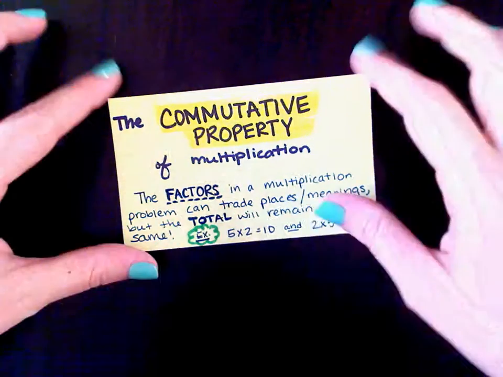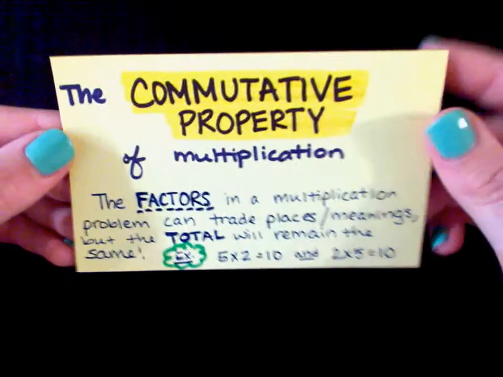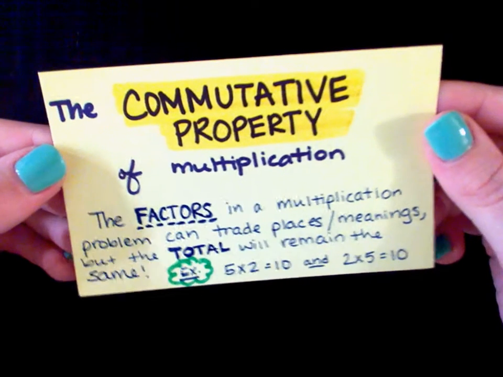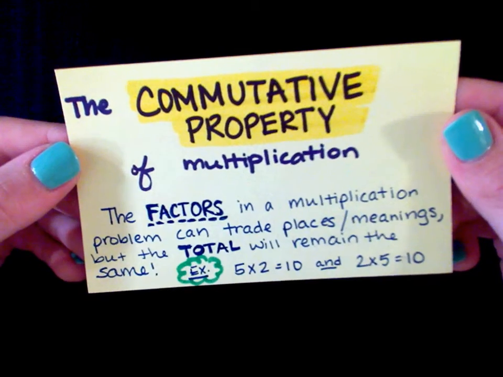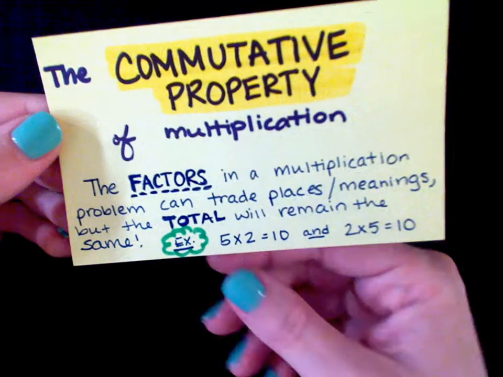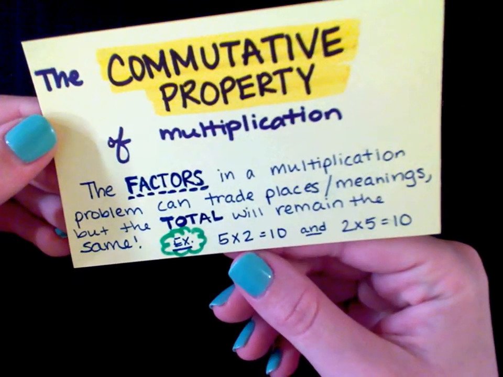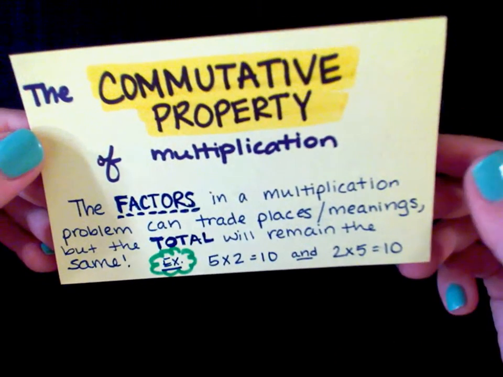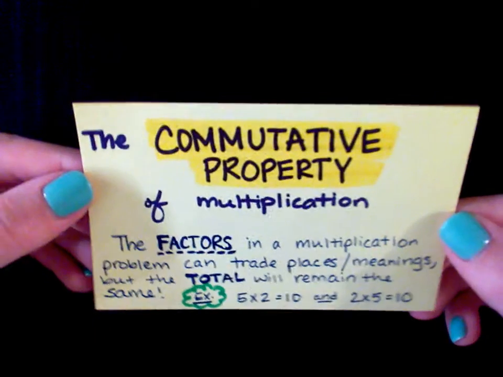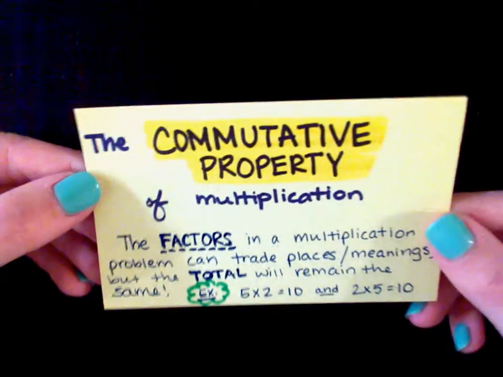The commutative property of multiplication states that the factors in a multiplication problem can trade places and trade meanings, but the total will stay the same. For example, 5 times 2 equals 10, and 2 times 5 equals 10. Let's take a deeper look into what exactly that means and why this property is helpful.